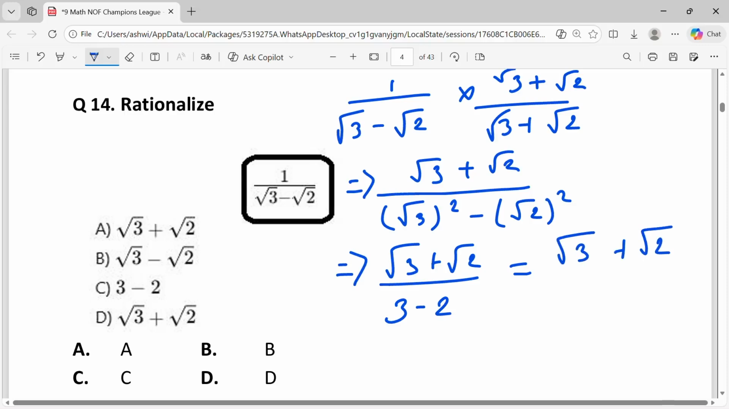Comparing with the given options, the answer is A, root 3 plus root 2.